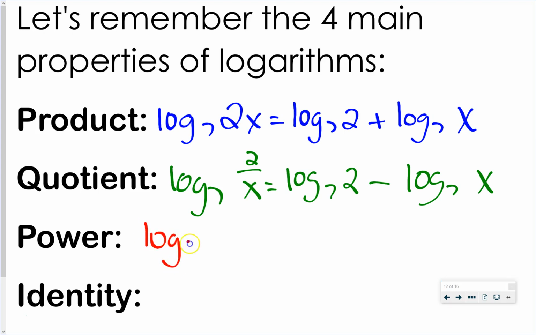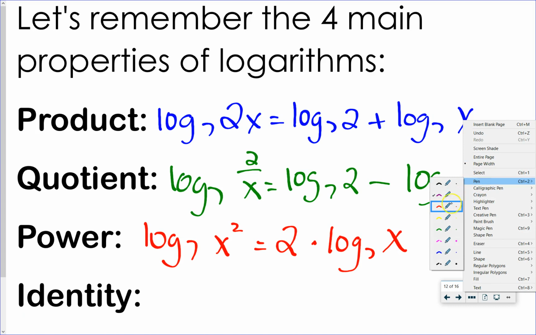All right, power property. So let's say it was log 7 of x squared. What are we going to do with the power? Yeah, 2 log 7 of x. We move it to the front. And then the last one we did was the identity property.